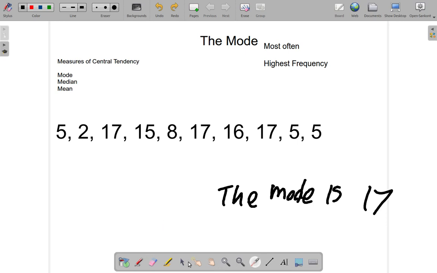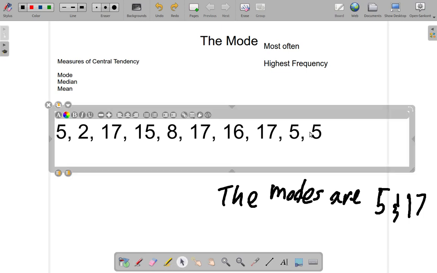Alright? It's called a bimodal. We have more than one mode, so we can say the modes are 5 and 17. You have 2 modes here, 5 and 17. You see that? Because 5 is there 3 times, 17 is there 3 times, and every other number is there less than 3 times.